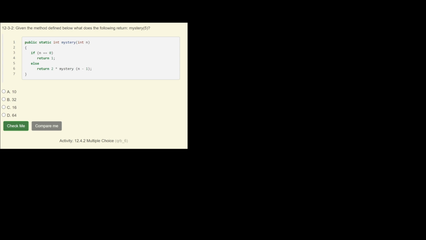So again, here we have another mystery method, so int mystery, and it's taking in one parameter, int n. So like we did in the last video, we can identify our base case here. When n is equal to 0, we know that our recursion is going to stop. So I'm going to use, again for this problem, the method that I recommend that you all use, and that is hand tracing. It's asking us, given the method defined below, what does mystery 5 return?